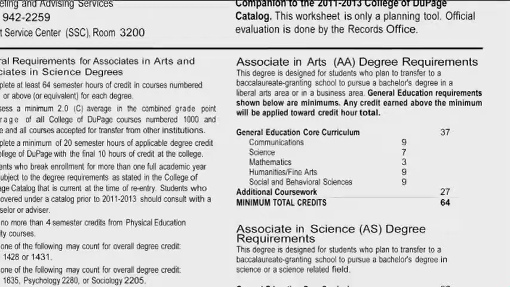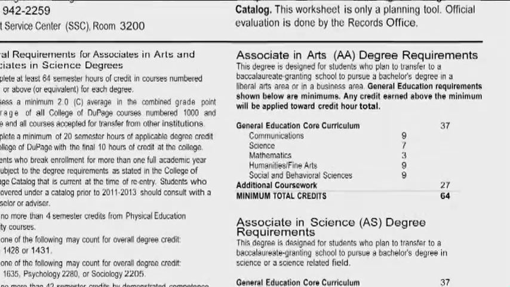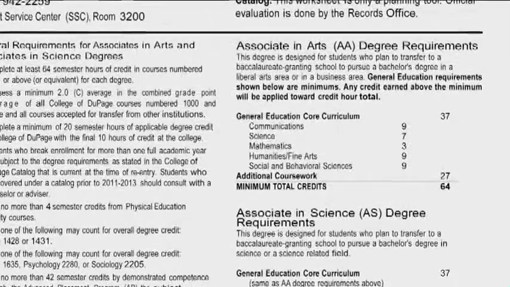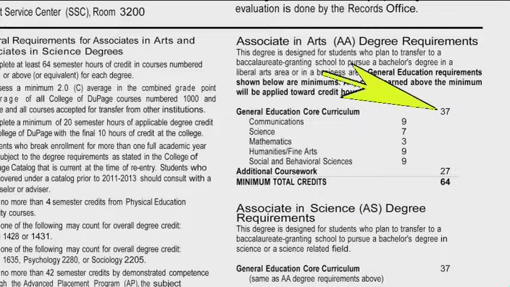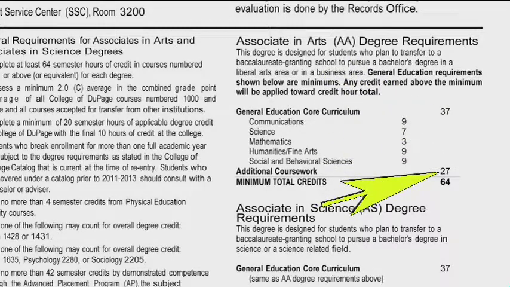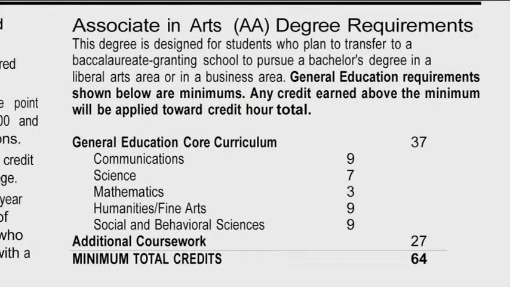Before showing you the selection of specific degree courses for a semester, let's first get an overview of the student planning worksheet. Note that you need 64 semester hours to obtain an AA or AS degree. Of those 64 semester hours, 37 are general education courses and 27 are additional courses, also known as electives. Let's look at the 37 hours of general education courses first.